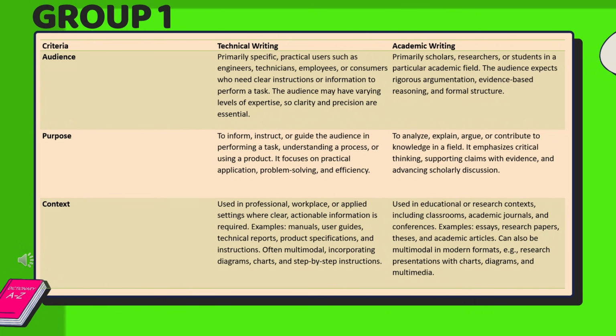Context: technical writing is used in professional, workplace, or applied settings where clear, actionable information is required. Examples: manuals, user guides, technical reports, product specifications, and instructions. It is often multimodal, incorporating diagrams, charts, and step-by-step instructions. Academic writing is used in educational or research contexts, including classrooms, academic journals, and conferences. Examples: essays, research papers, theses, and academic articles. It can also be multimodal in modern formats, e.g., research presentations with charts, diagrams, and multimedia.